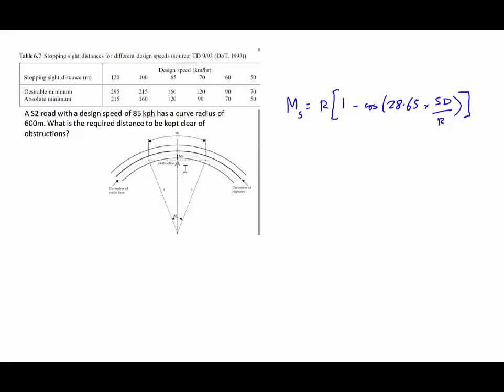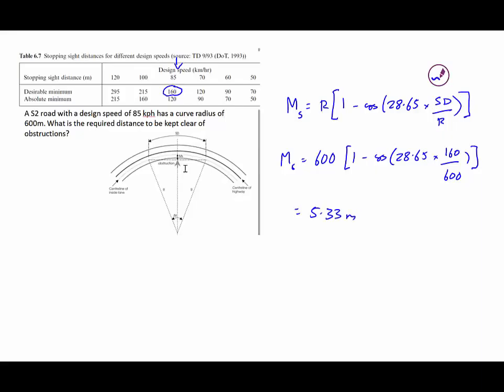So this example, we can just put this straight in, we've got all the information. So MS, curve radius is 600, 1 minus cos 28.65. Stopping distance we need to read off. So our design speed is 85. Let's use the desirable minimum of 160. So 160 divided by 600. And we can calculate that as 5.33 metres that need to be kept clear of obstruction.